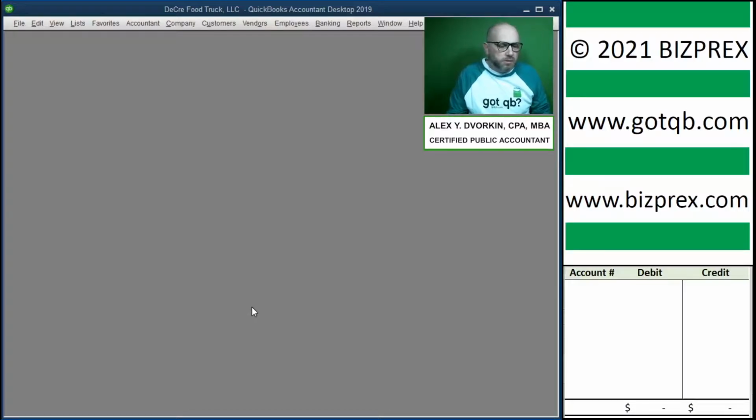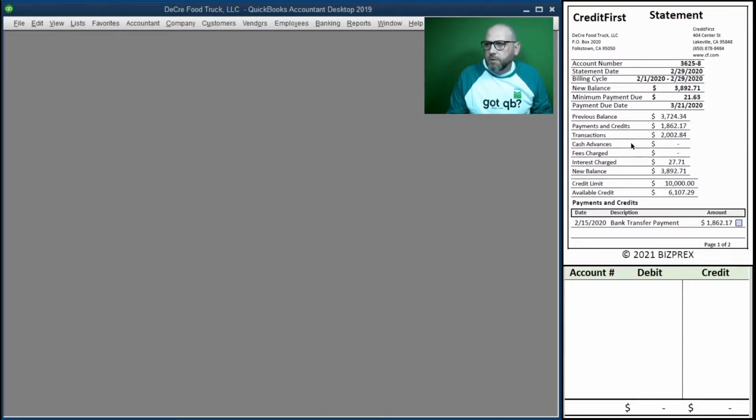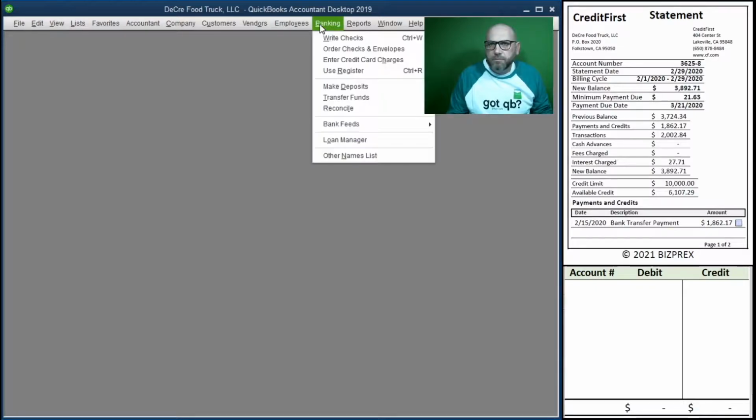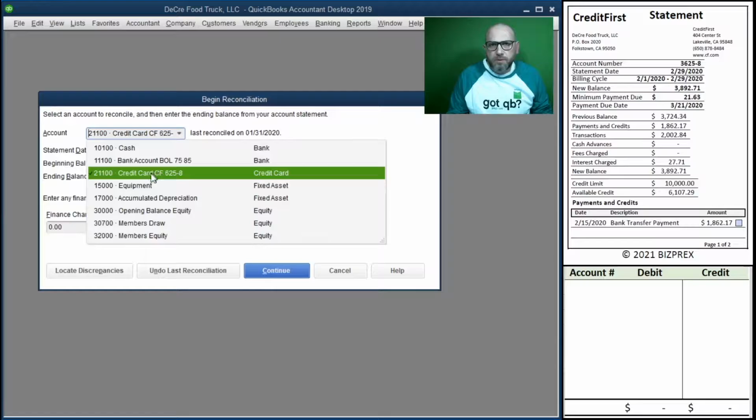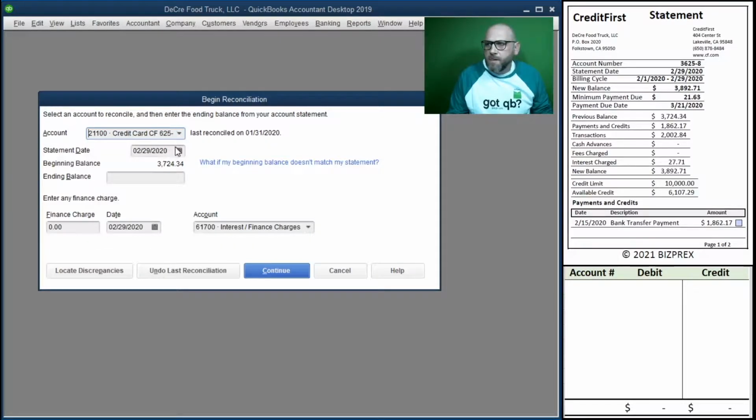Let's go ahead and start reconciliation of our bank account and credit card account for the month of February. So we're going to start with our credit card account. Make sure that's selected right here. All right, ending balance.